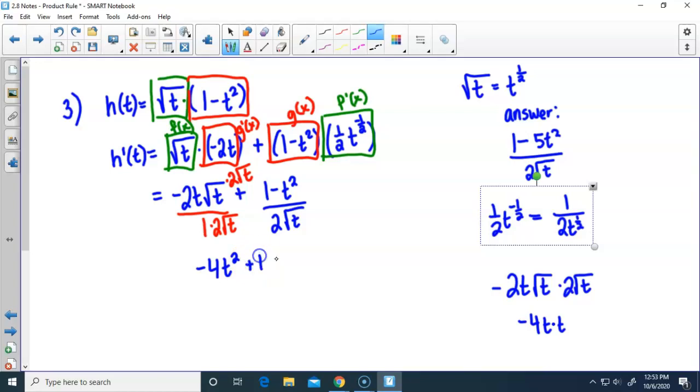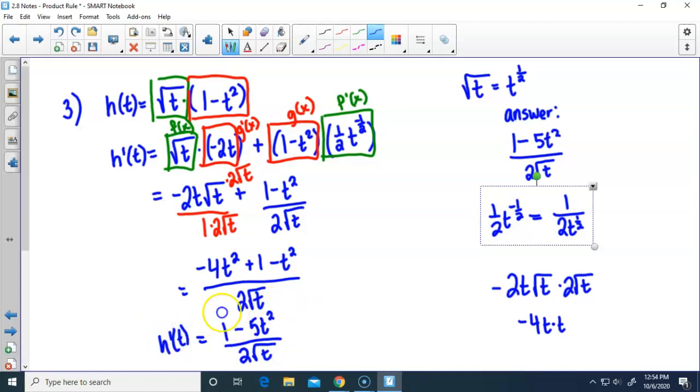And then you've got plus 1 minus t squared, and that's all over 2 square root of t because you've got those common denominators now. And so once you do this, now you can just combine your t squareds and get 1 minus 5t squared over 2 square root of t. And so this is how they leave the answer. Now, of course, on a free response question, you can stop here.